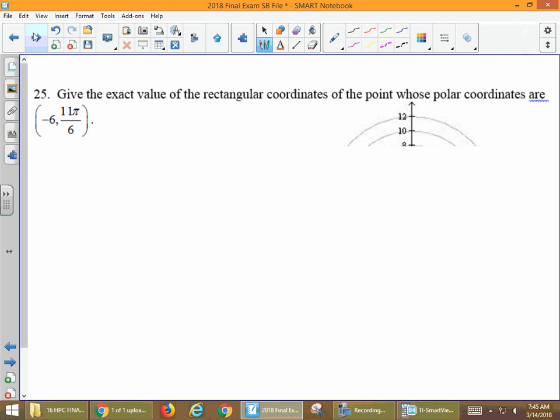All right, a little more. Give the exact value of the rectangular coordinates of the point if the polar coordinates are (-6, 11 pi over 6). So going from rectangular to polar, I think, is a little harder because of that theta situation. Going from polar to rectangular is very straightforward. Use this: x equals r cosine theta, y equals r sine theta. And we're given r and theta if we're given a polar coordinates point.